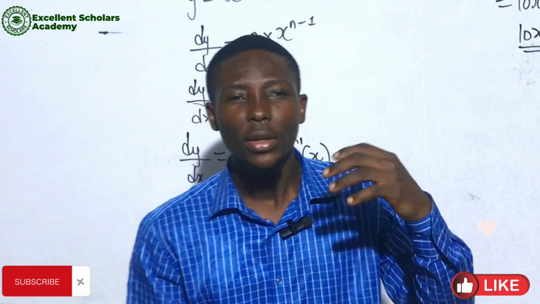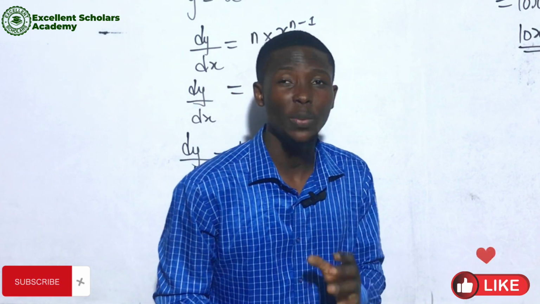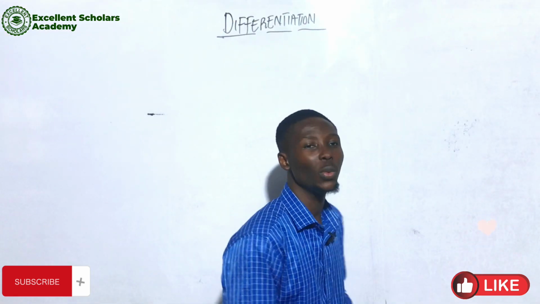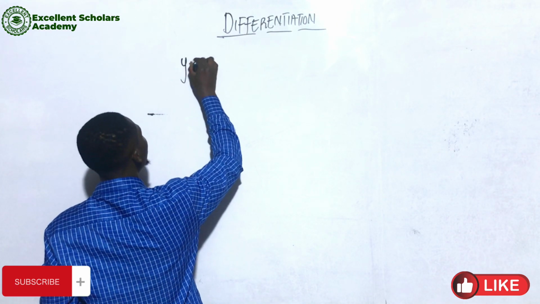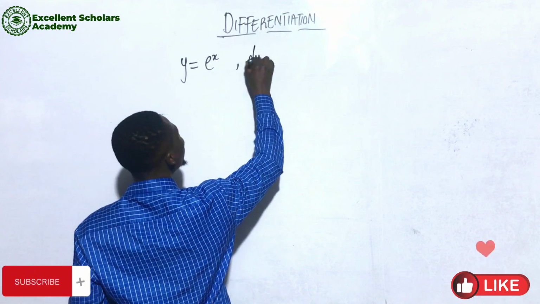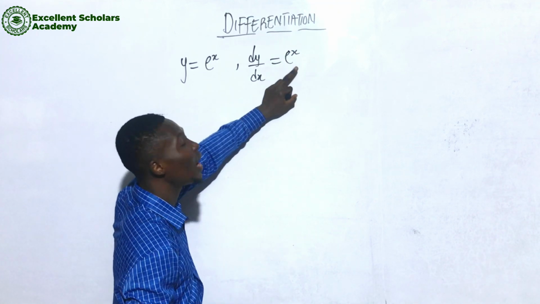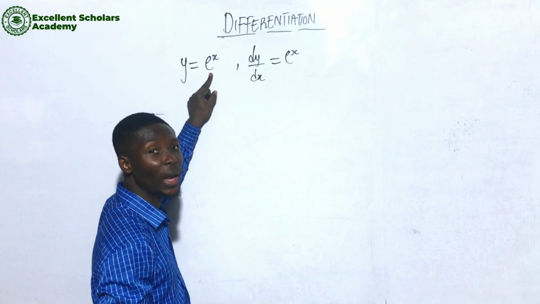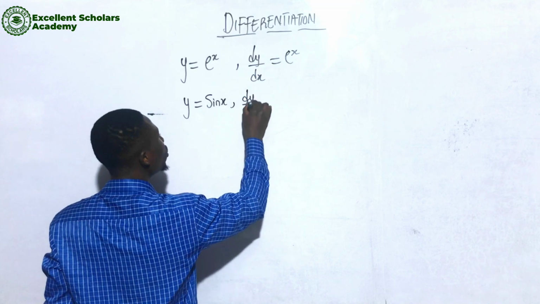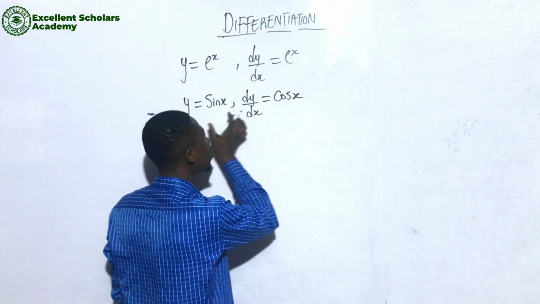But now, I'll pause for a moment here. There are basic things you need to know. There are basic derivatives you need to know as a calculus student. If you're going to be a very good calculus student, there are basic differentiations you need to know. So I'll be writing them down for you now. Okay, the first one is, for instance, if you are given y to be exponential x, now, if you differentiate this, your dy/dx is going to be exponential x. So if you differentiate exponential x, you're going to have exponential x. If you have y is equal to sine x, your dy/dx is going to be equal to cos x.